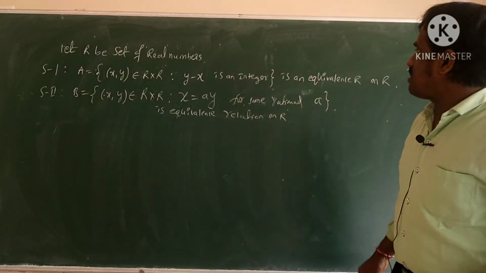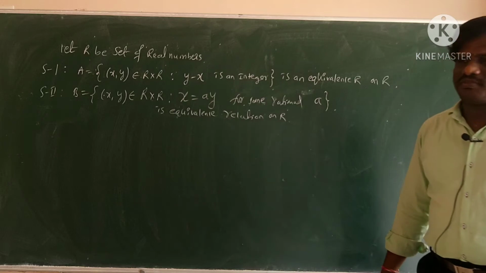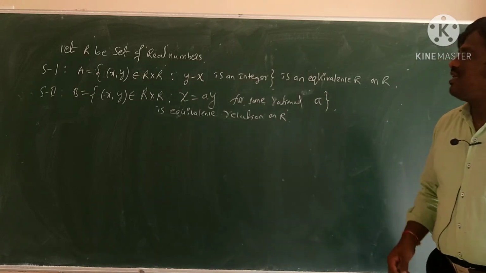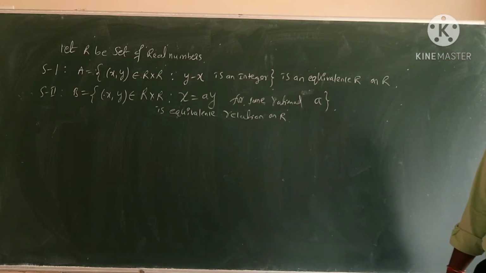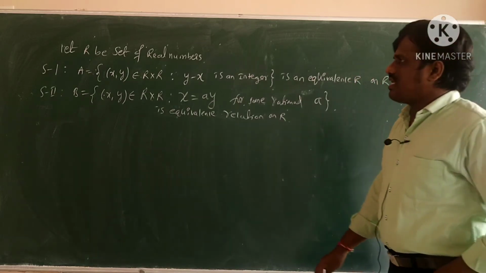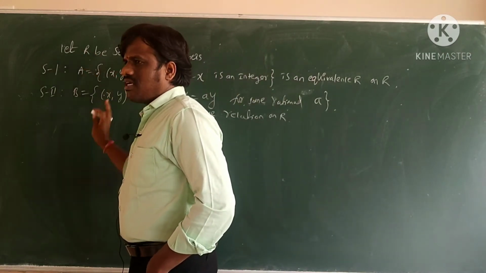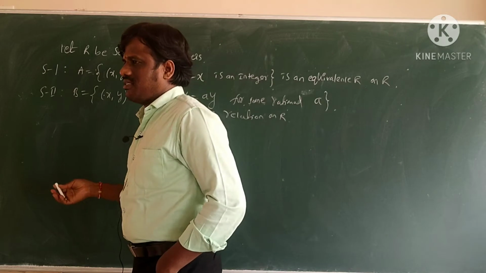This is the question asked in JEE. Let R be the set of real numbers. R is a set of real numbers, meaning the relation is on the real number set. Real numbers means what? Rational or irrational, right?